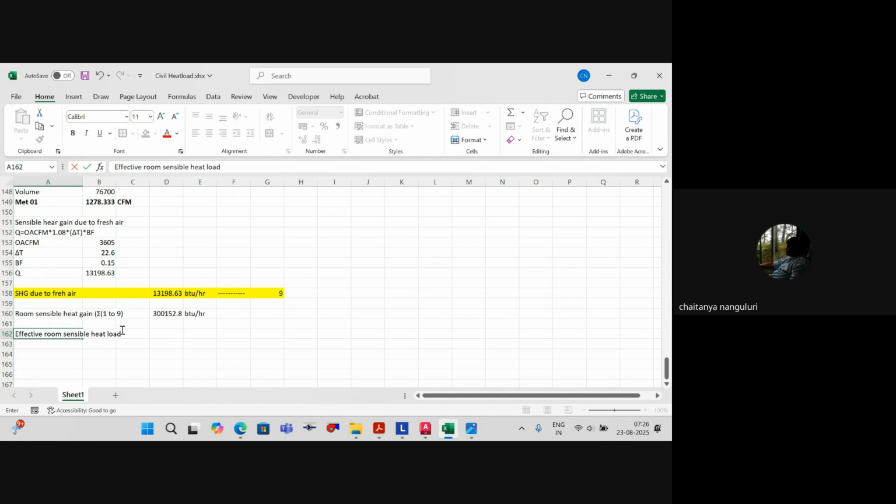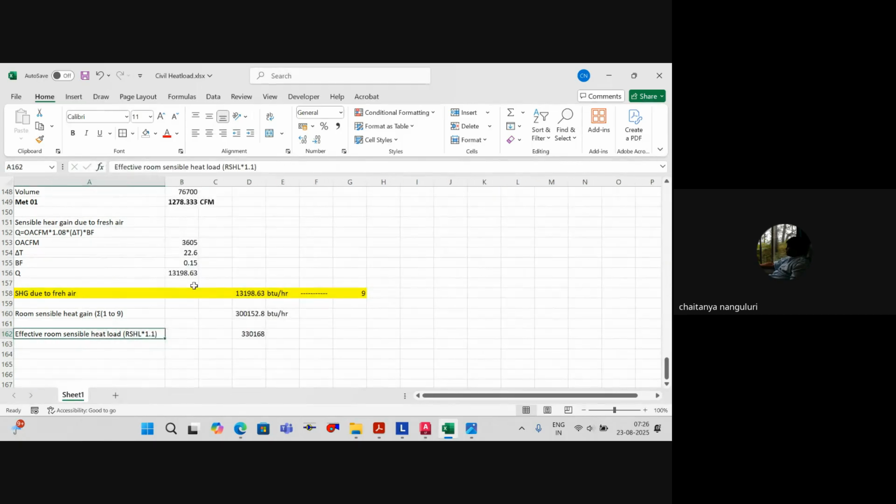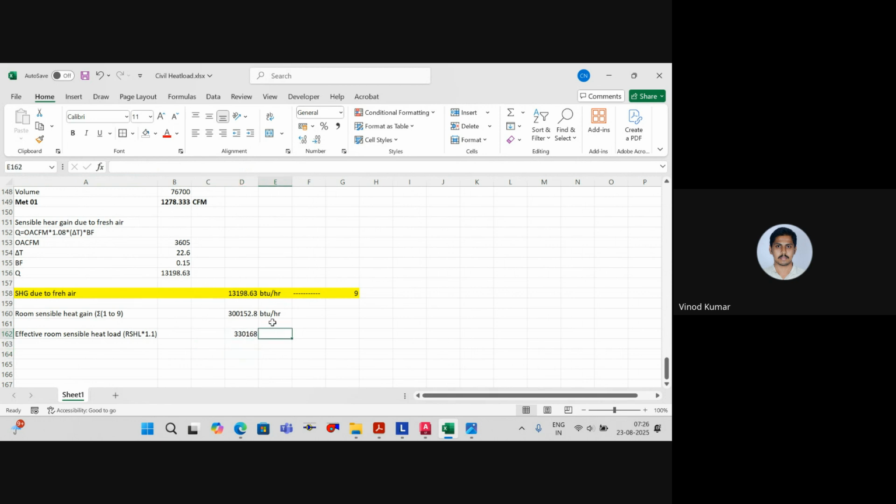Effective room sensible heat load is equal to room sensible heat load into 1.1. That means 10% we are adding. That's all. So this value is equal to this into 1.1. Understood or not? Yes, that is the factor of safety. Including the factor of safety, we are doing 10% as a factor of safety.